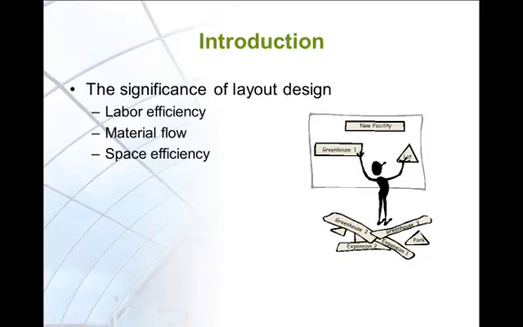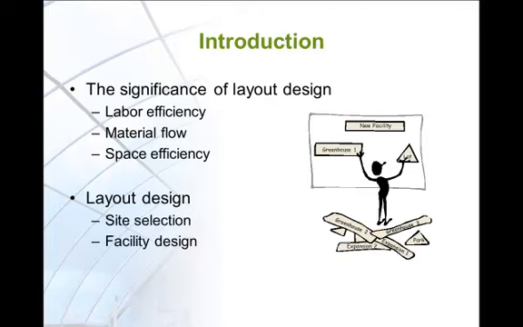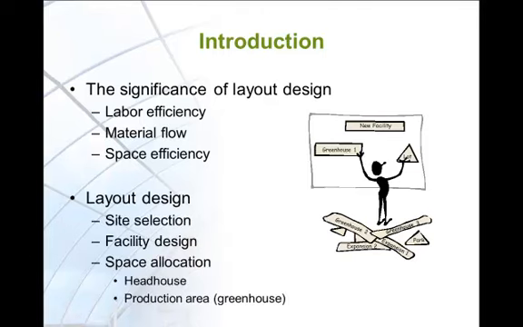In order to have an efficient greenhouse operation, there are 3 areas you need to look at when considering the layout design from broad scope to microscope: site selection, facility design, and space allocation of interior area of headhouse and production area.